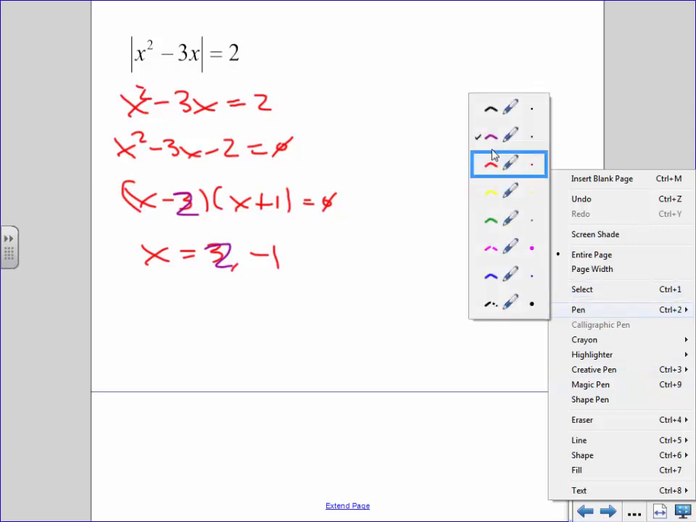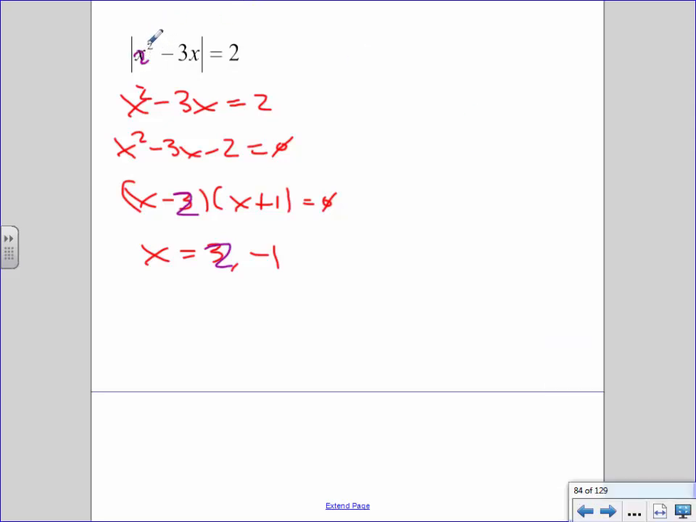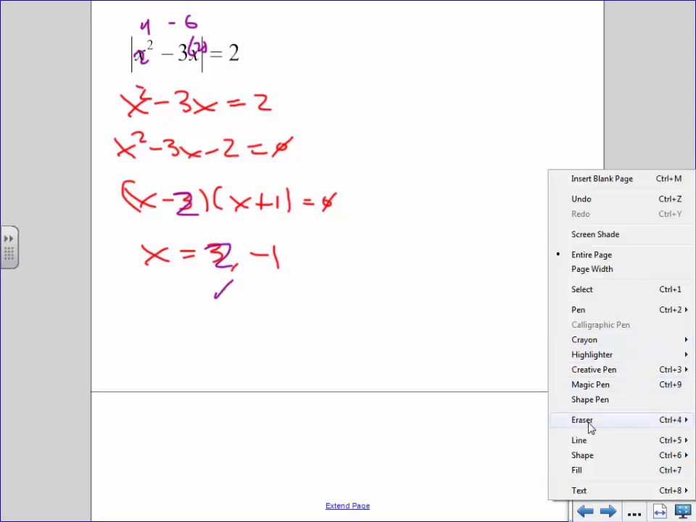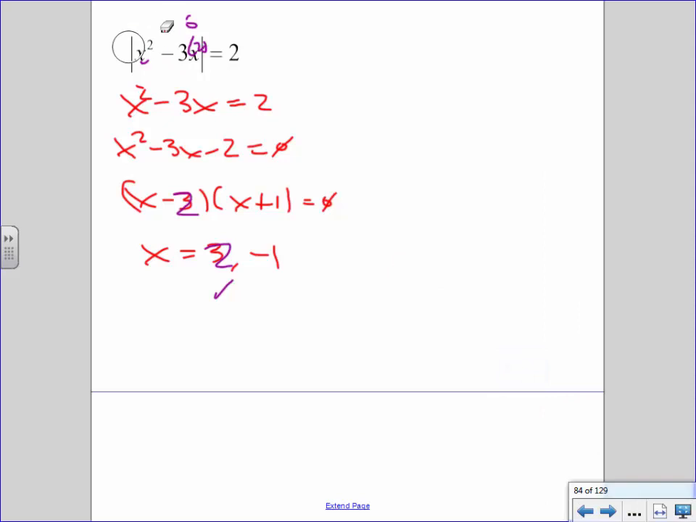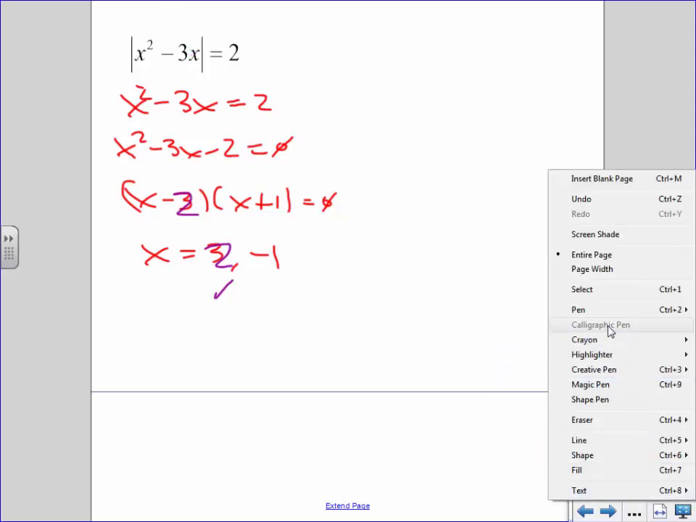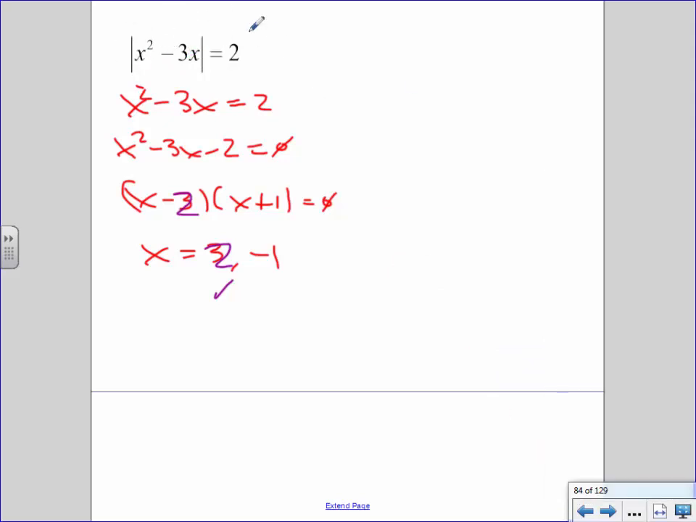Nobody stopped me. Okay, if I do 2 squared, that gives you 4. 3 times 2 would give you 6. 4 minus 6 would give you minus 2, which would then become 2. So this one works. What about negative 1? Negative 1 squared will give you plus 1.